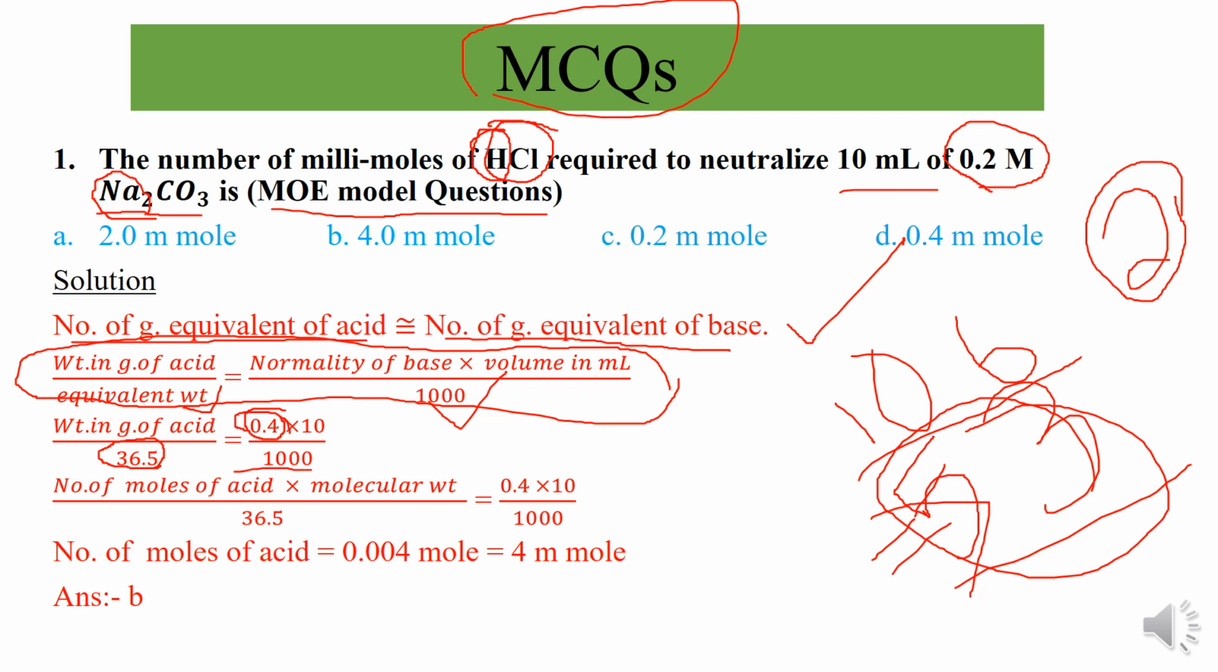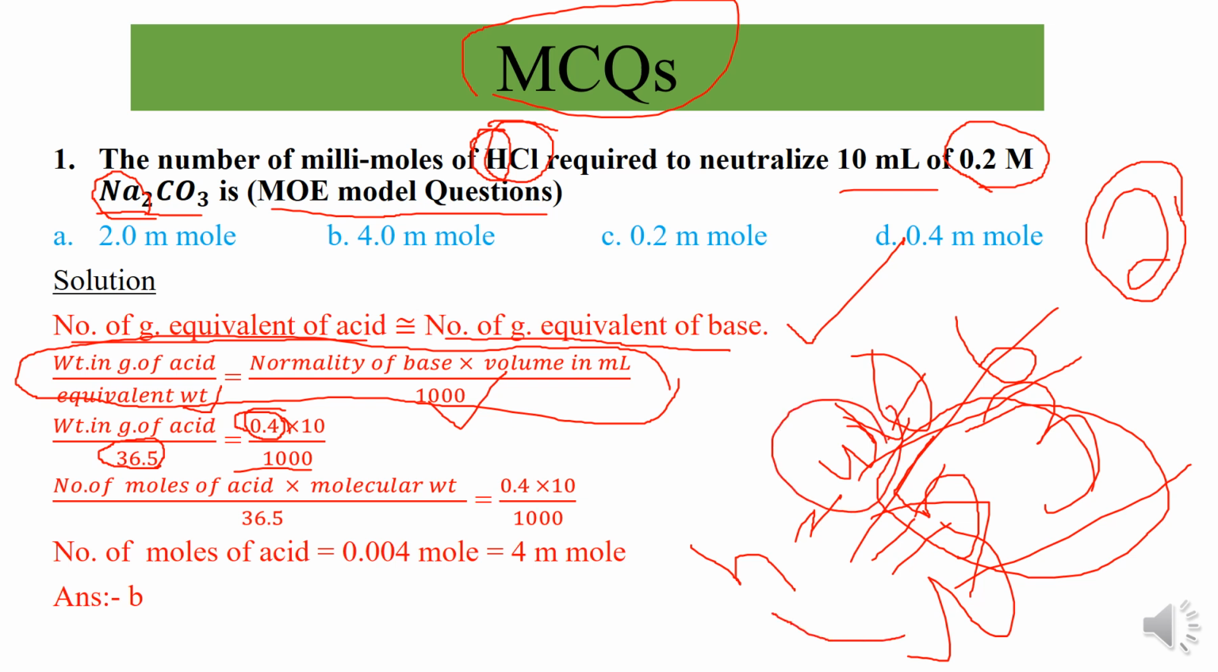We have already discussed the relationship between number of moles and weight in gram, right? Number of moles is equal to weight in gram divided by molecular weight. Then weight in gram is equal to number of moles times molecular weight. So number of moles of acid times molecular weight of acid divided by 36.5 is equal to... and the molecular weight of acid is 36.5, so 36.5 and 36.5 cancel out. The number of moles of acid will be 4 millimoles. So the answer will be B. Remember, this question is very important.